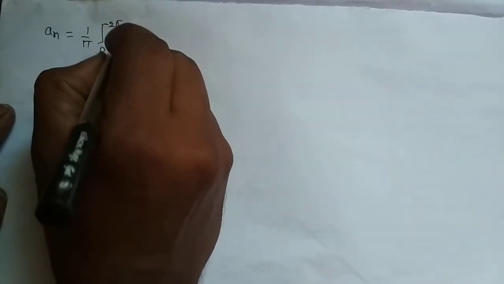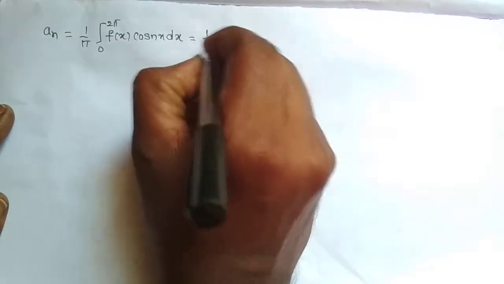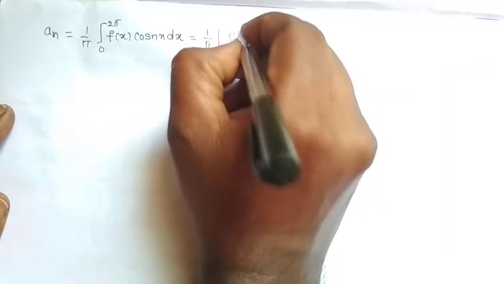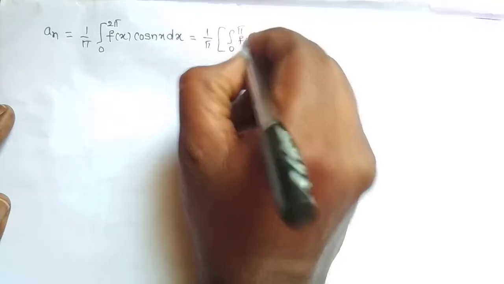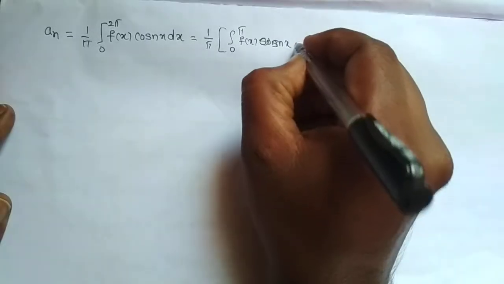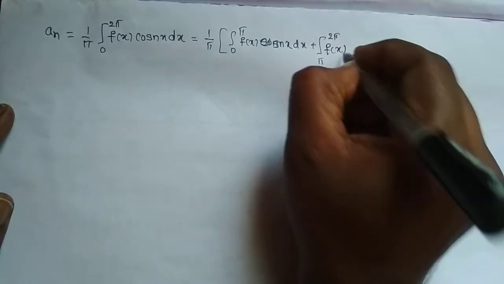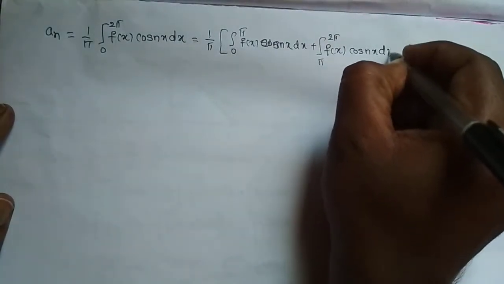So now we are going to find an. The formula for an is 1 by pi into integral 0 to 2 pi f of x cos nx dx. So it is also divided into two parts: 1 by pi into integral 0 to pi f of x cos nx dx, plus integral pi to 2 pi f of x cos nx dx.